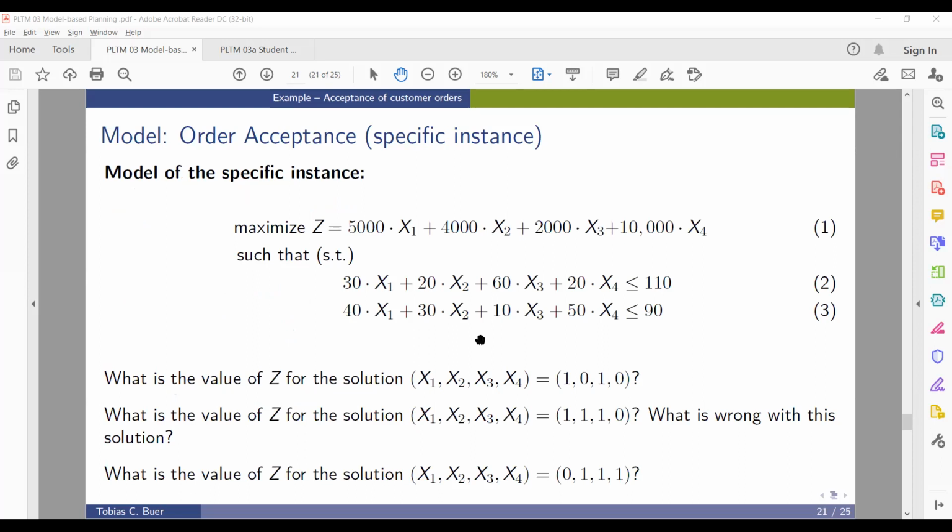So here on the right side, I have a number for each equation. Equation number one is the objective function of the model. Here we measure how good a solution is. So where is this 5,000, 4,000, 2,000, and 10,000 coming from? What do you think? Where is this coming from?